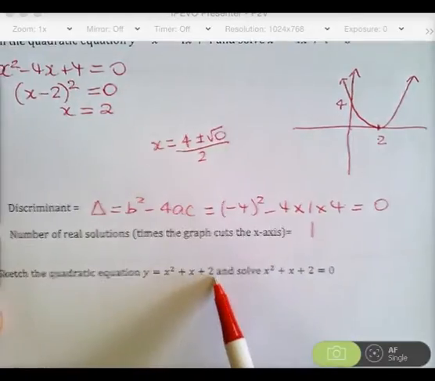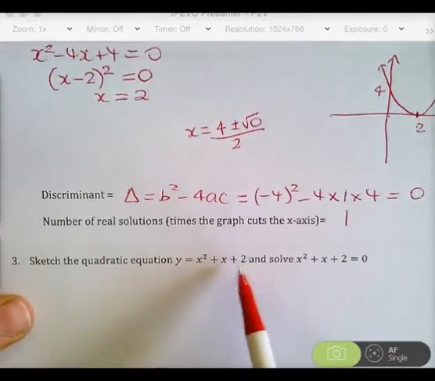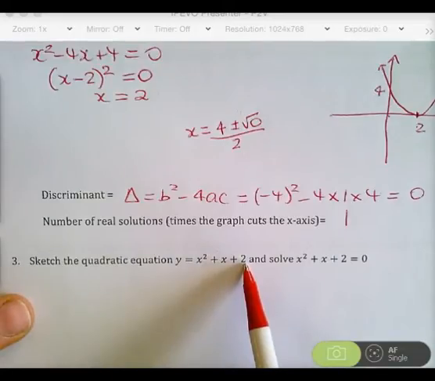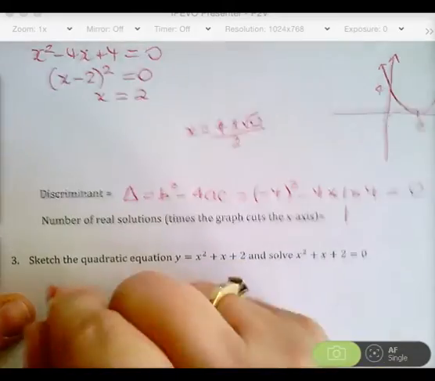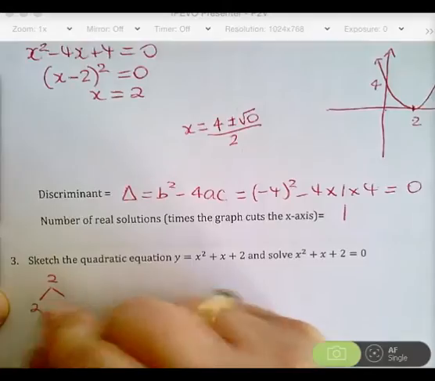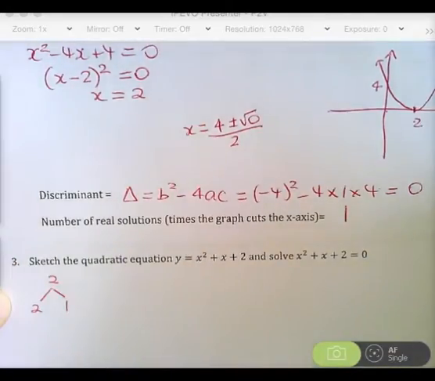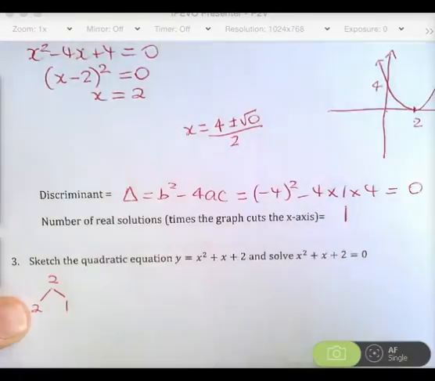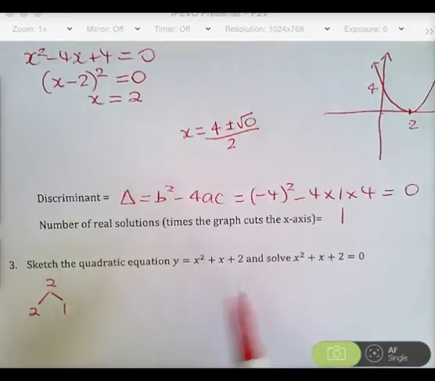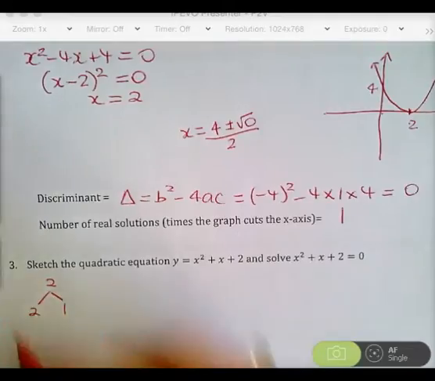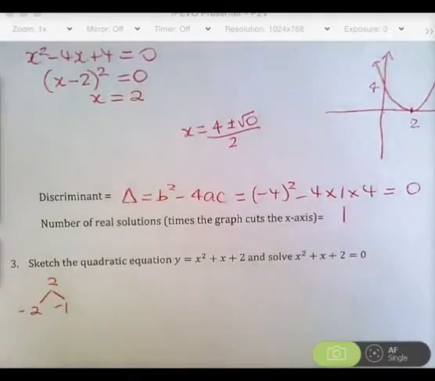Now, can we find two numbers that multiply to give 2 but add up to give 1? No. Any two numbers that multiply to give 2 are 2 and 1, or negative 2 and negative 1. They are the only two numbers, or we can try the quadratic formula. If you add 2 and 1, you get 3, or if you add negative 2 and negative 1, you get negative 3.